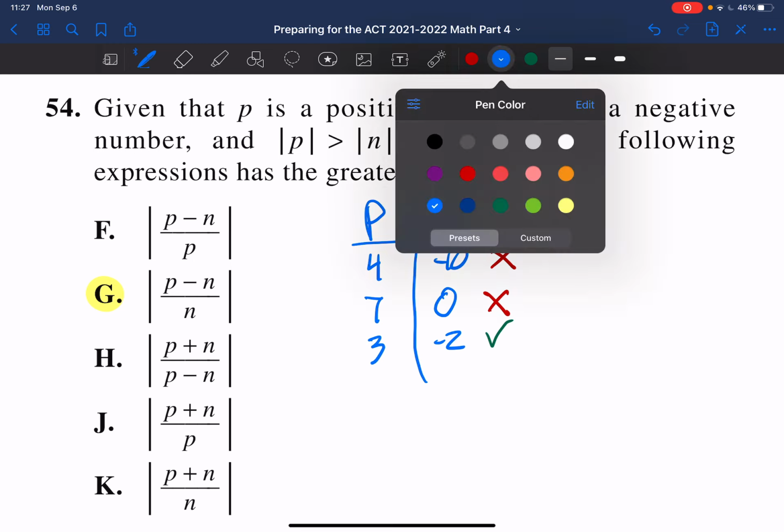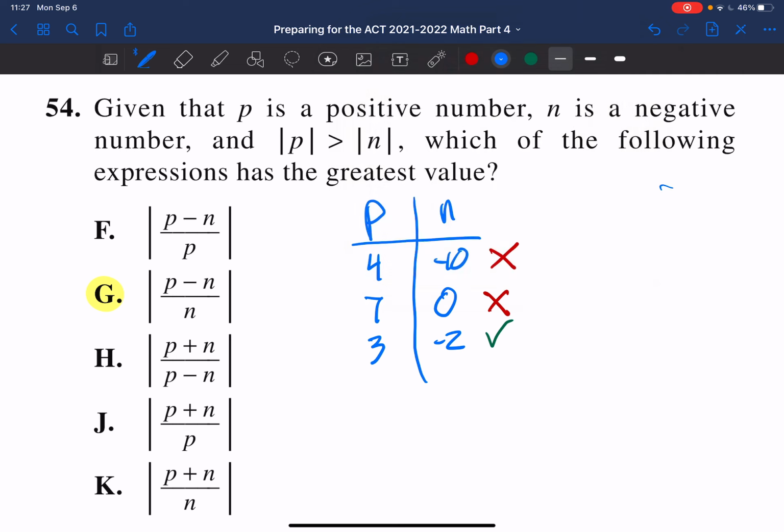Now, this is not the only set of numbers that this works for. There's a whole slew of numbers. Just as long as the absolute value of the positive number is bigger than the negative number, you can come up with a whole bunch of different numbers, not just the ones that I came up with. I prefer to keep the numbers close to 0 because that makes the numbers more manageable.